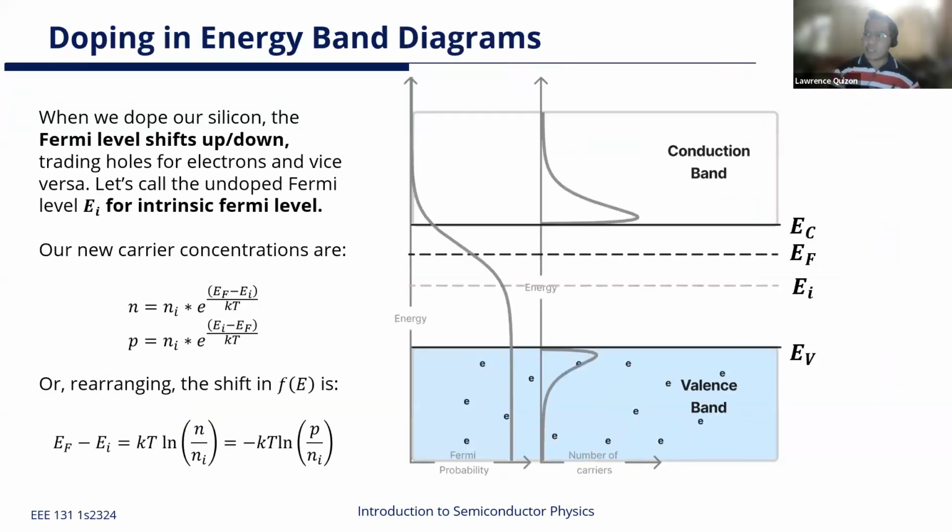Next, doping. When we dope our silicon, what is doping again? It's the controlled addition of donors or acceptors. What's an example of a donor? What's an example of an acceptor? Boron. Boron is what? It's an acceptor. Correct.